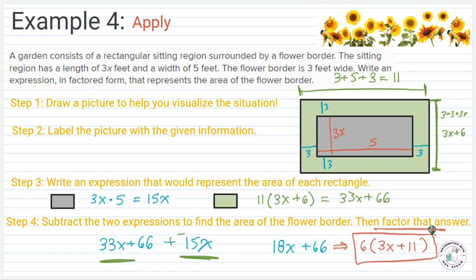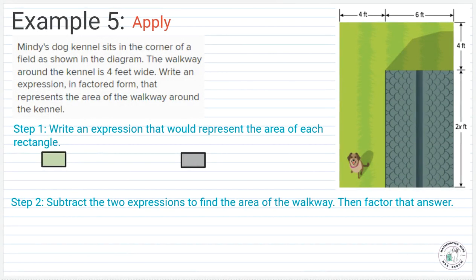So again, quite the setup for it, but really it all starts with: draw yourself a picture, label that picture, and then go from there. Now the next example is very similar, except the question does give us a picture, which makes it a little bit easier. Not super easy, but you don't have to worry about drawing yourself that image.